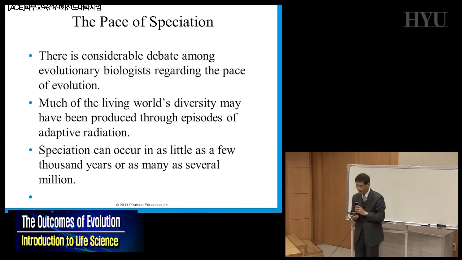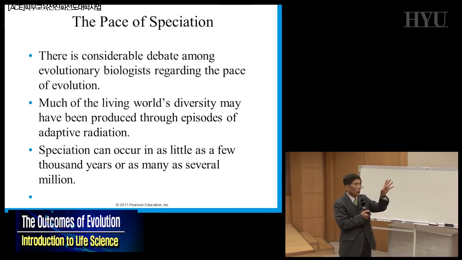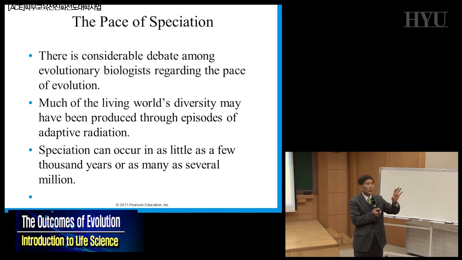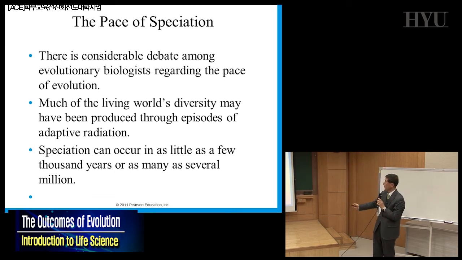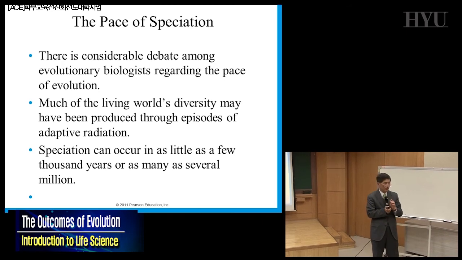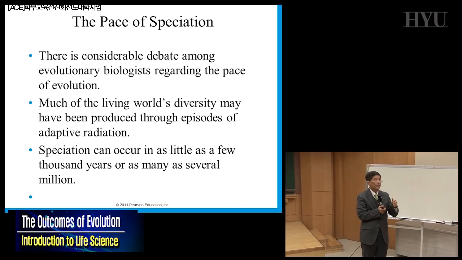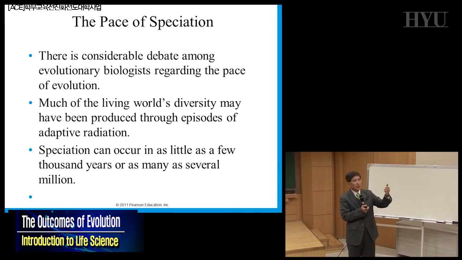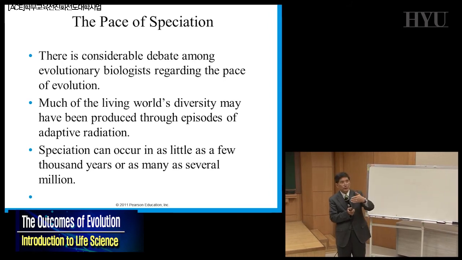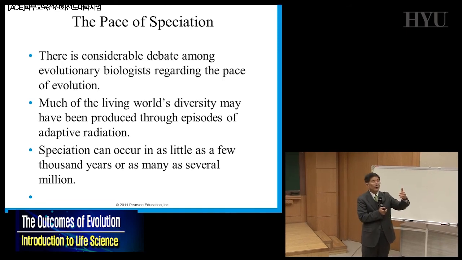So then the next question is, how long do you have to wait until one species becomes two different species? In other words, what is the time of becoming a new species? The pace of speciation. The answer is it depends. Some species take millions and millions of years to become two different species. Some species become different very, very fast.